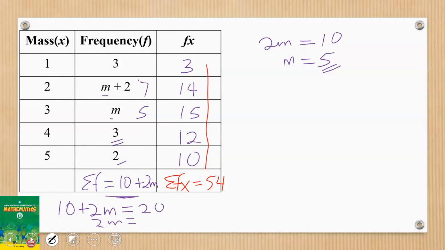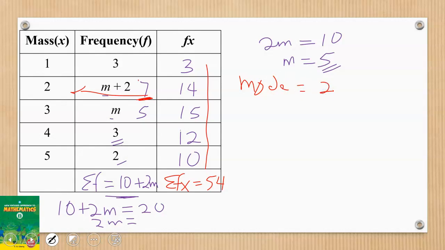We want to now find the modal mass. So the modal mass, we look at the highest frequency, and the highest frequency according to the table is 7. And so we track that to the mass, and that gives us 2. So mode is equal to 2.